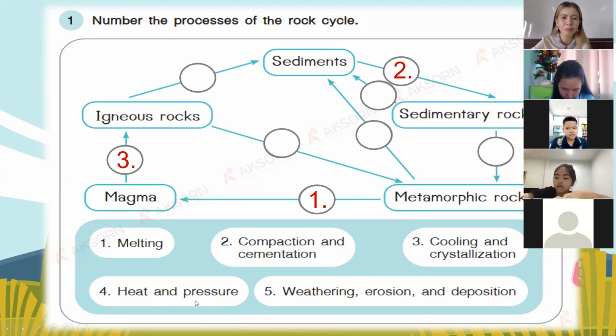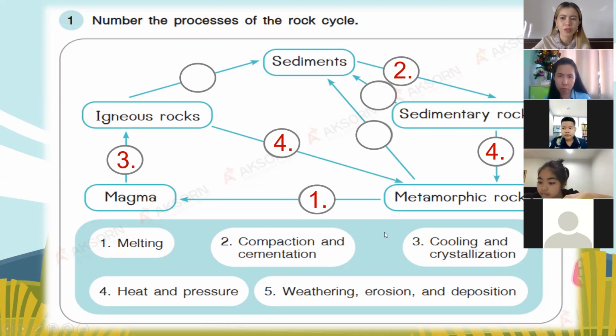Number 4, heat and pressure. Okay, we have two number 4 here. Heat and pressure. When these rocks are being squeezed and compacted because of heat and pressure, they will turn into metamorphic rock. So where? Here? Yes or no? No. Here? Yes or no? No. Here? Yes or no? Yes. Okay, 2, 4. So we have igneous rocks and sedimentary rocks compressed because of heat and pressure.